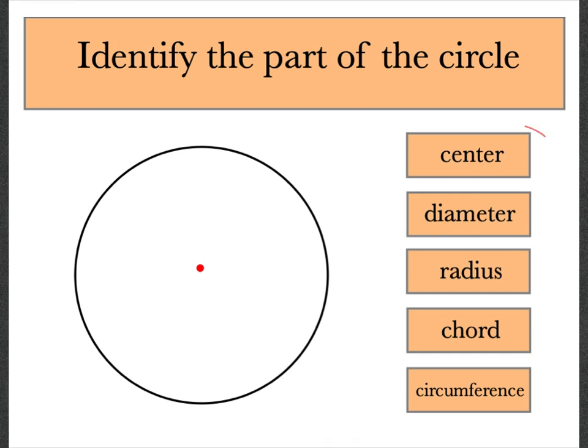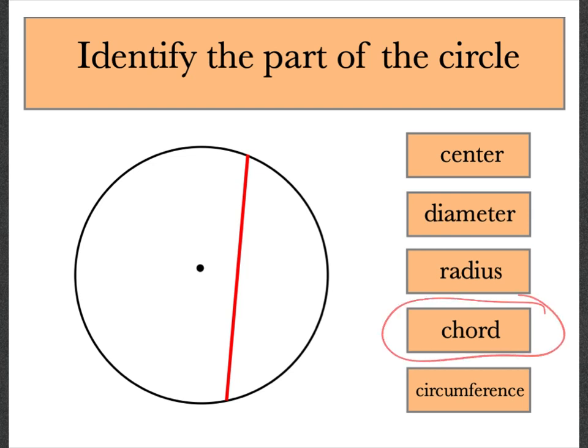All right, try one more time. This is the center. This one is the chord. This one is the diameter. This is the radius. This is the diameter. This is the circumference. This is the radius. And this is a chord.